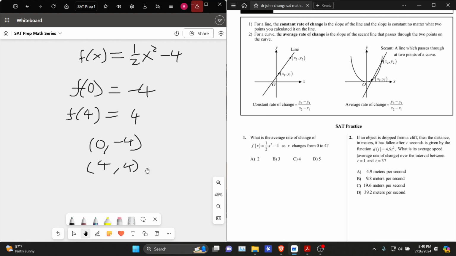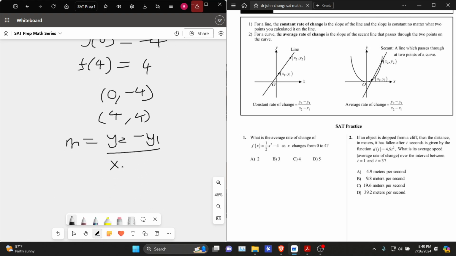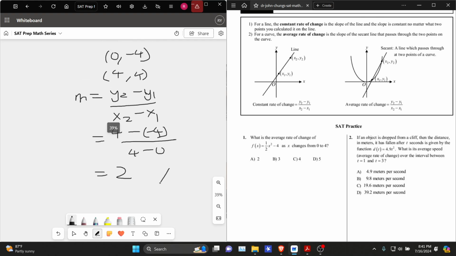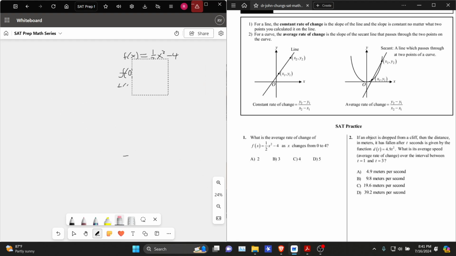So we want to find the average rate of change. Then we use the slope formula, which is m equals y2 minus y1, rise over run, over x2 minus x1. When we plug those in, we get 4 minus negative 4 over 4 minus 0, which is just 8 over 4, which is just 2. And that means our answer is A. Good. Let's move on to question 2.